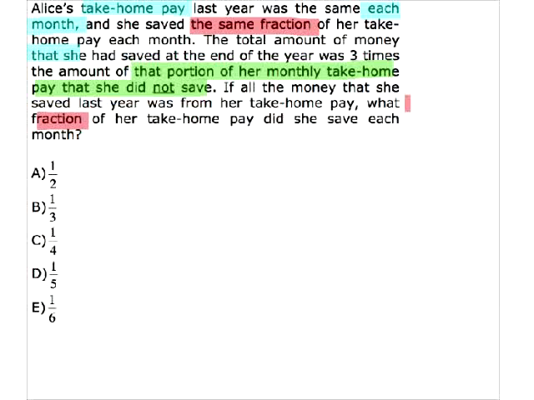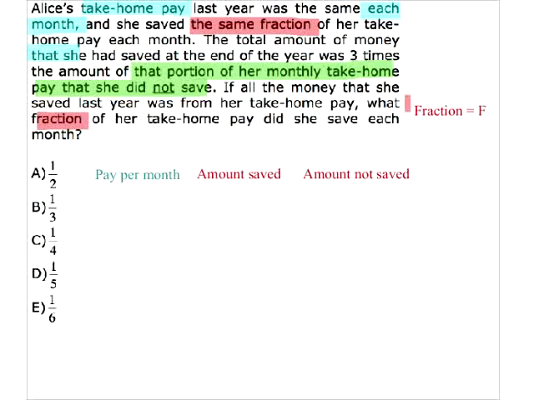Okay, so we have take home pay per month. We have the amount saved, so fraction will be F. The amount saved, so that's going to be the fraction of that. And then the amount spent, or not saved, whatever it is, tax, or spent, or paid off bills, or who knows.